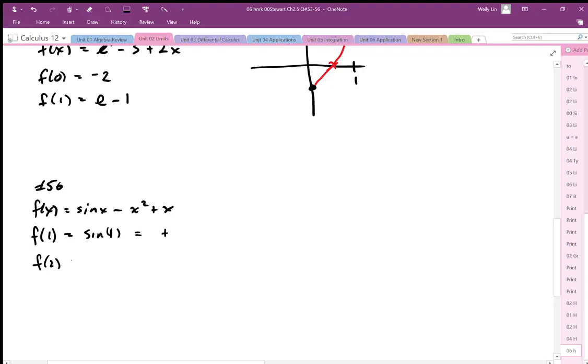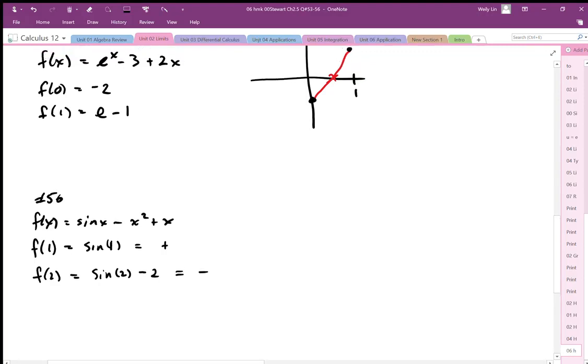F of 2 works out to be sine 2 minus 4 plus 2, that's going to be minus 2. We know that sine 2 is less than 1, so we know that this must be negative. Again, because we have, in the interval, we're going from positive to negative, there must be some value c in between 1 and 2 where the function crosses 0, therefore there must be a solution to that equation.